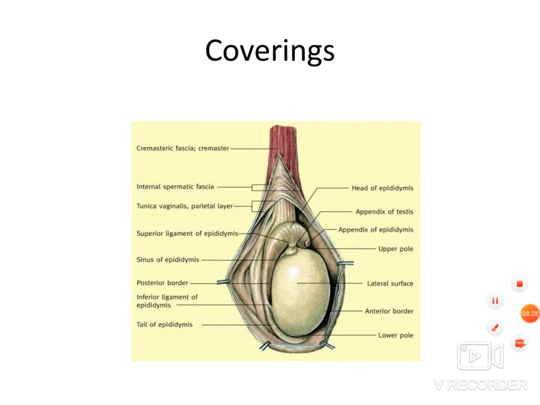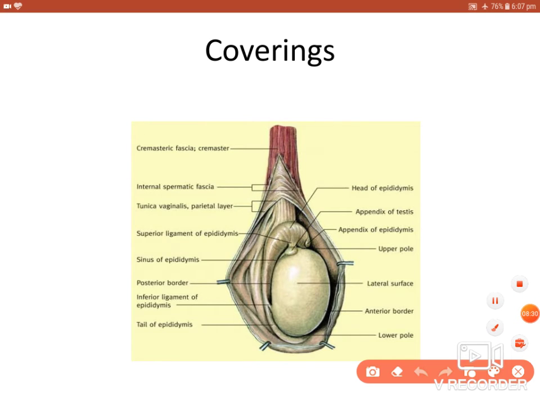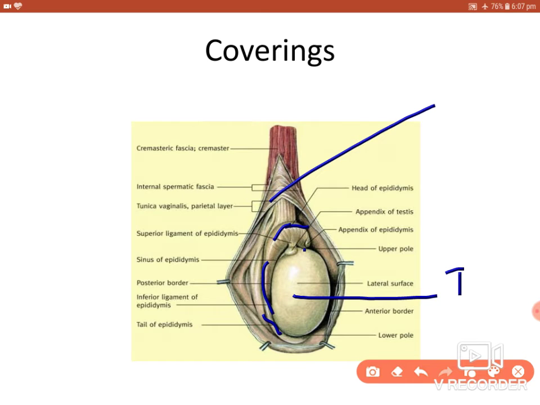Then in this figure also you can see this is the spermatic cord. Here this one is the testis. This is the upper part, leading to the head, body, tail of this epididymis. Then this surface is the lateral surface. Here you'll get the sinus of this epididymis.